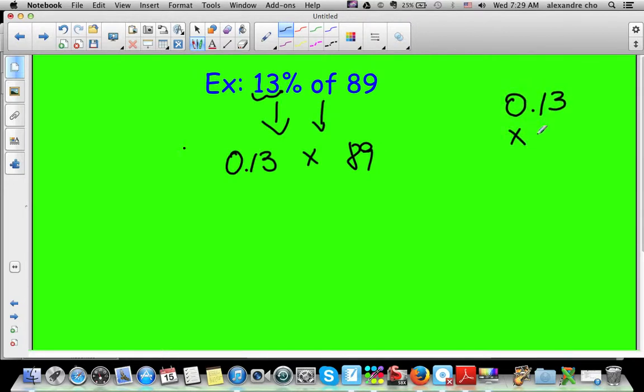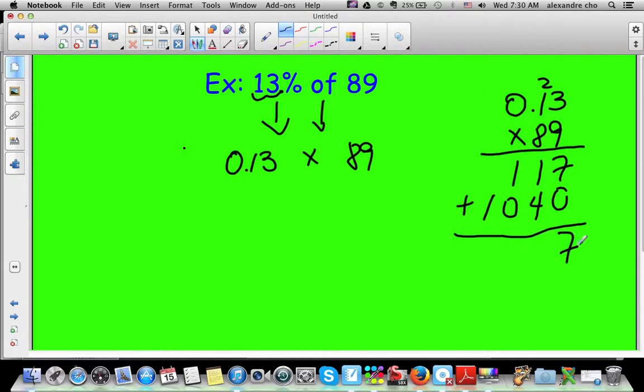0.13 times 89. Okay. 9 times 3 is 27. Carry the 2, which makes it 11. 8 times 3. Okay, remember you add a 0 here, because you're moving one space. You're going to start here. 8 times 3 is 24. Carry the 2. 8 times 1 is 8. Plus 2 is 10. When you add this up, you get 7, 5, 1, 1.